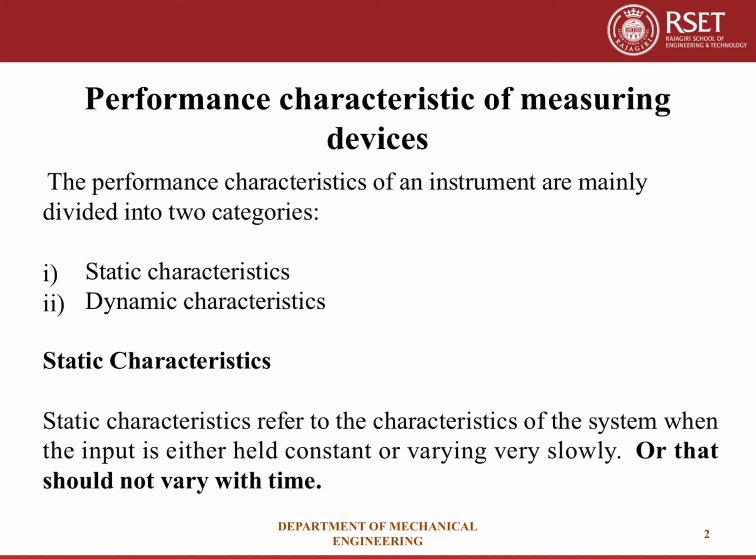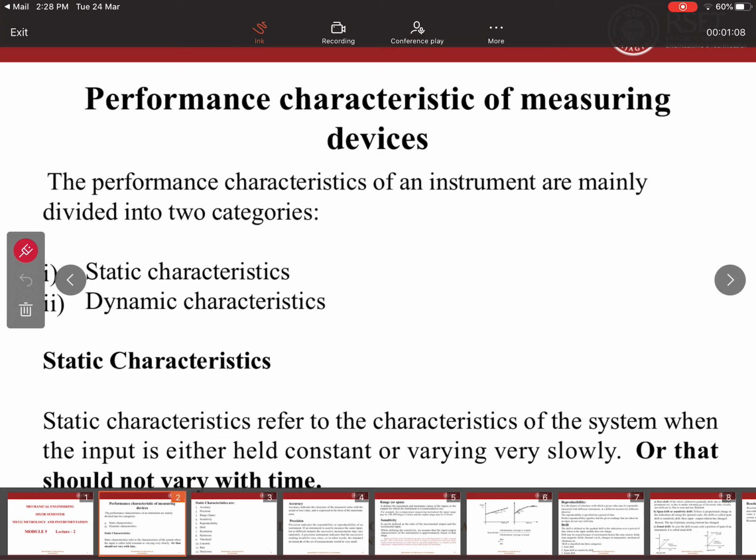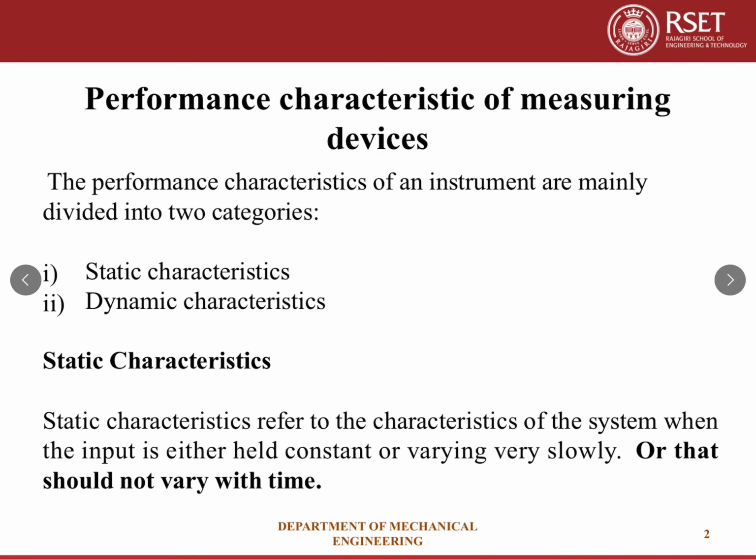We have two types of performance characteristics. One is called static characteristics, another one is called dynamic characteristics. The static characteristic is the characteristic which is independent of time. That is, the static characteristic refers to the characteristic of the system when the input is either held constant or varying very slowly, or that should not vary with time. That is, characteristic independent of time.